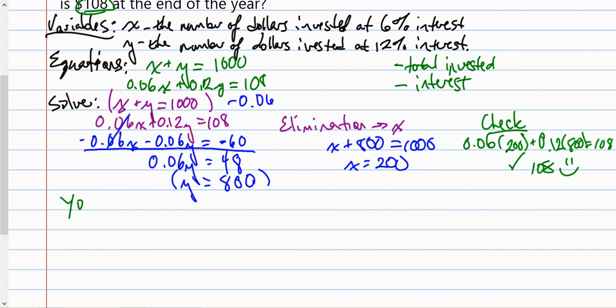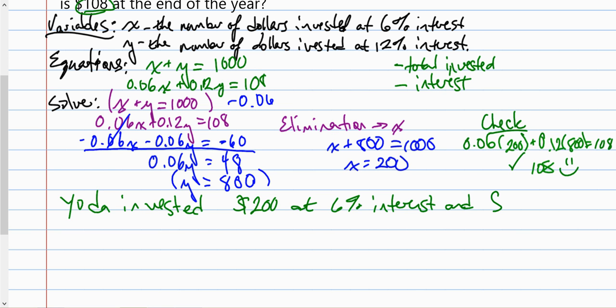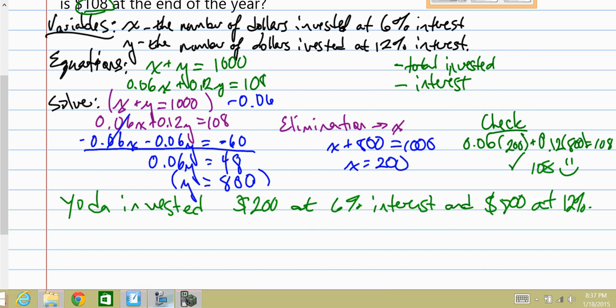So we say Yoda invested $200 at 6% interest and $800 at 12% interest. And that's all we need to say. We're at 15 minutes, so I'm going to pause and do the next problems on another video.